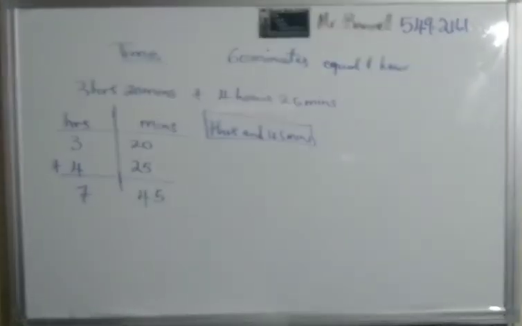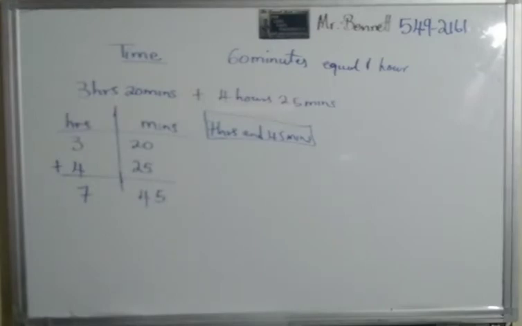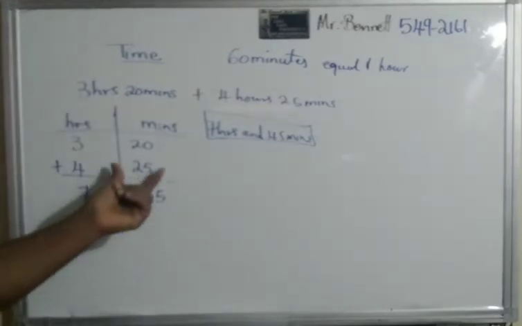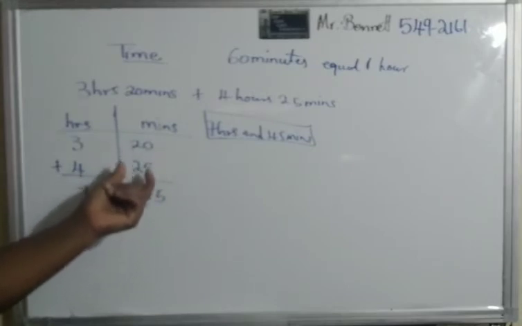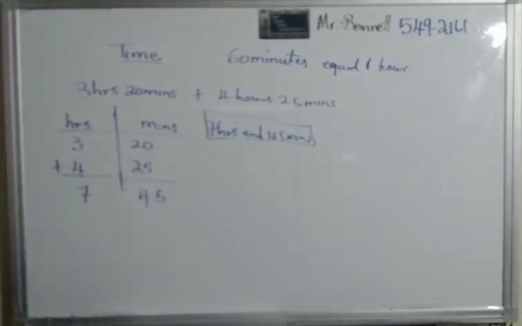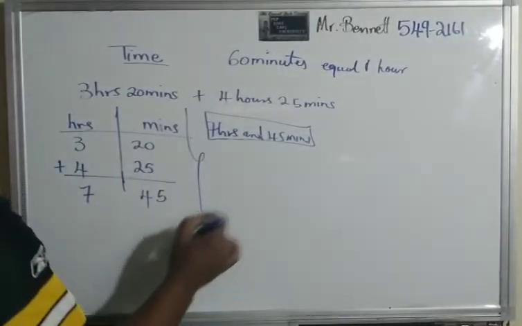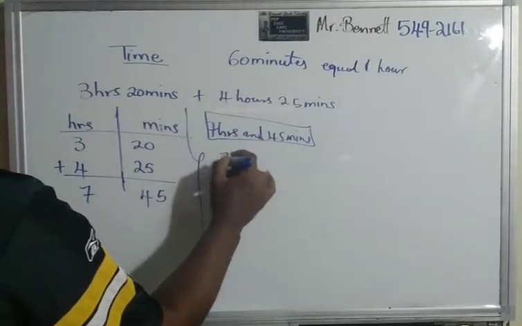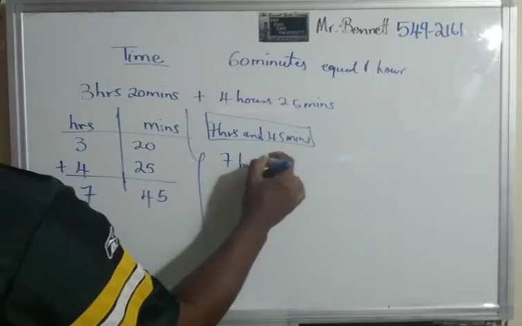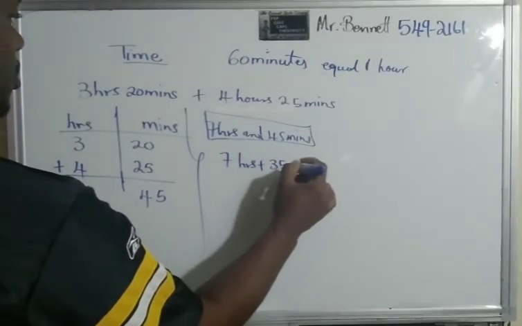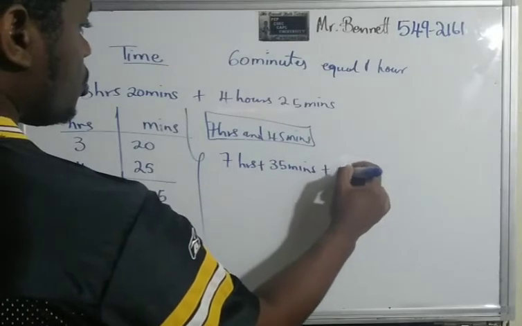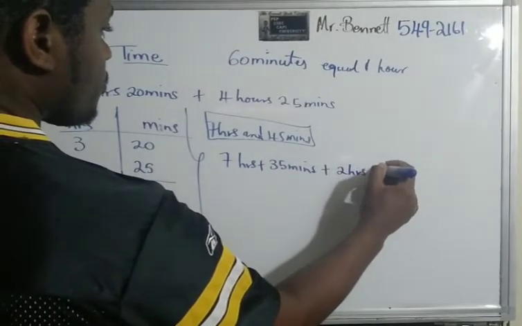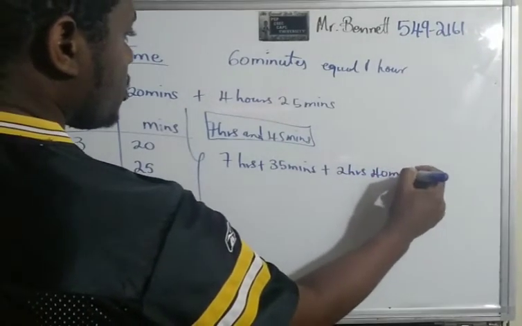Alright, let us look at an example where it's not so comfy. For example, we get more than 60 minutes in this section. I think that's the killer. So let us kill the killer, alright? So let us say we have 7 hours 35 minutes plus 2 hours and 40 minutes.